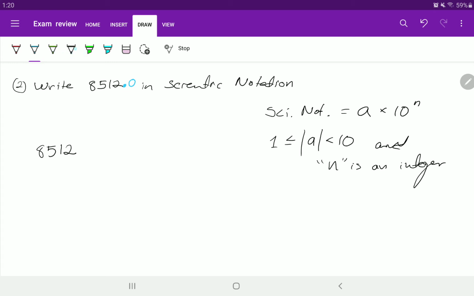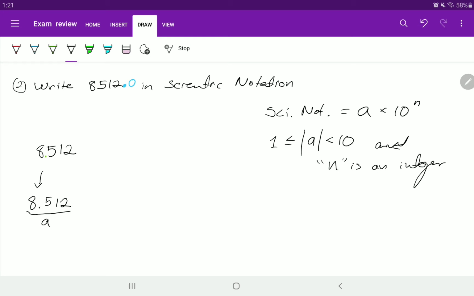What we're going to do is place a new decimal onto the number. And we're going to place the new decimal in between 2 values, such that when I place my new decimal between the 2 numbers here, the number will be a number between 1 and 10, not including 10. So 8,512, I'm going to place my decimal between the 8 and the 5. Because once I do that, that number now becomes 8.512. And that's going to be considered the A of my scientific notation. And 8.512 is a number between 1 and 10.